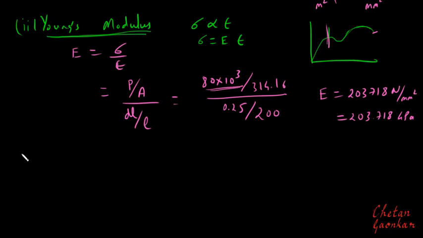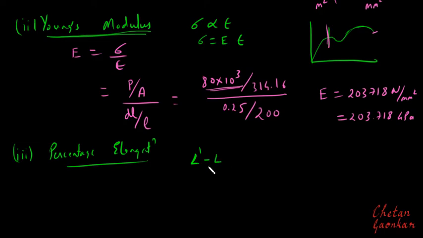We know that the percentage elongation can be calculated as L dash, that is the final length or the length at fracture, minus the original length L, divided by the original length L, and we have to multiply this by 100. This is how we can calculate the percentage elongation.